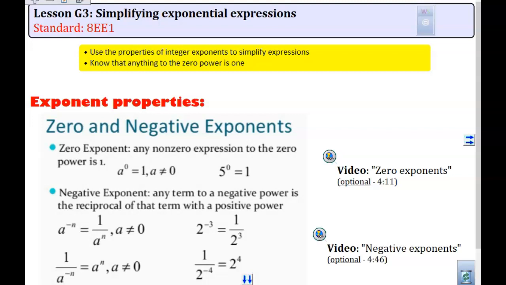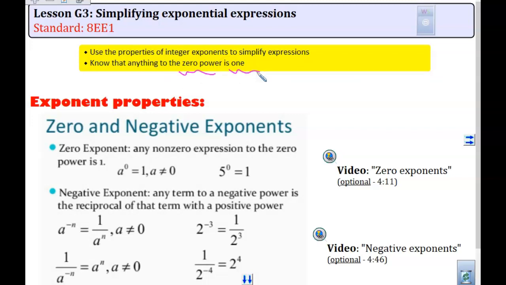As you're looking at page 8, again at the top it says, use properties of integer exponents to simplify and know anything to the 0 power is 1. What is anything to the 0 power? 1. Anything to the 0 is? 1. So this is really important, right? So 0 and negative exponents.